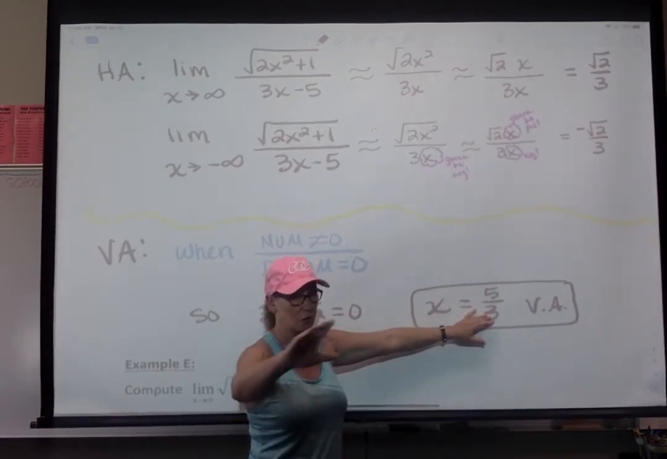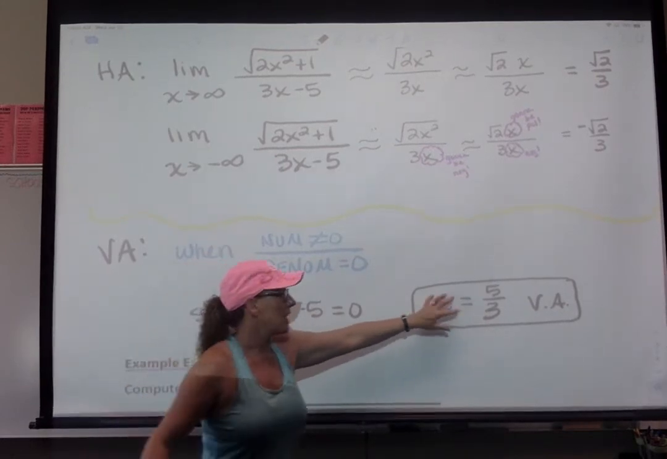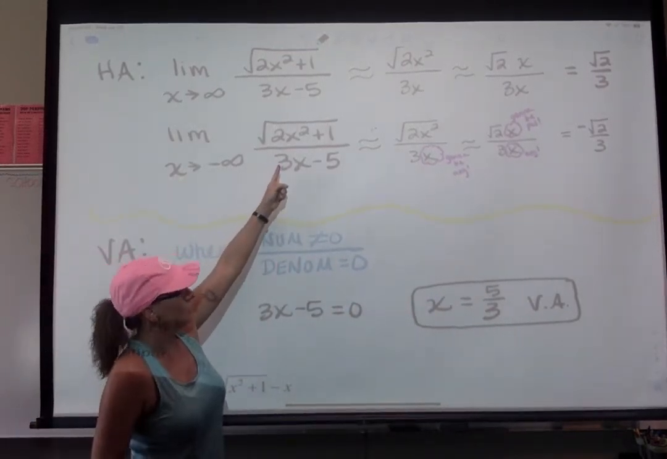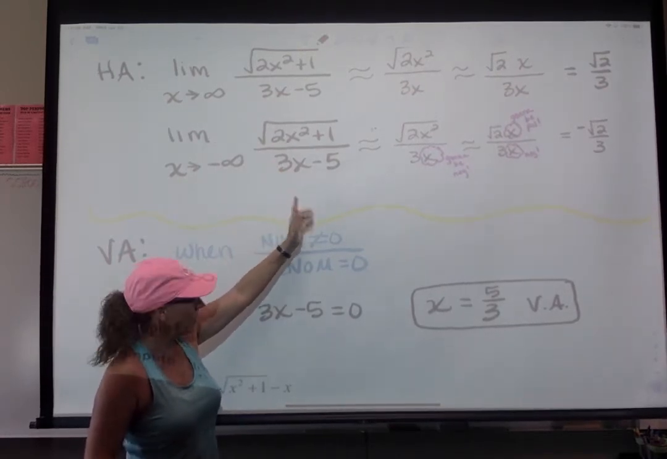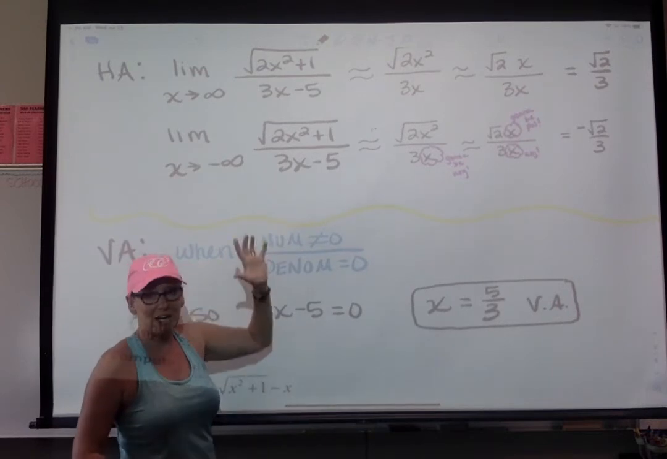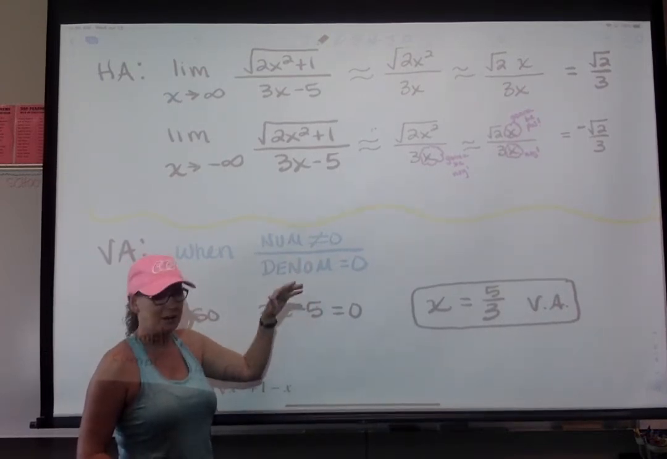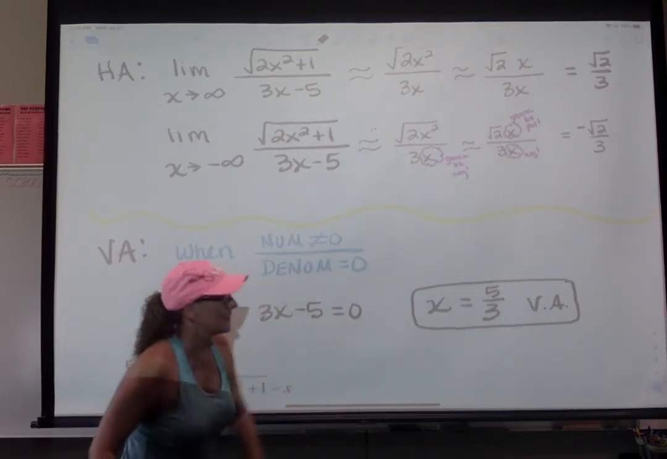Now hold on, quick check, mental math here. If I plugged in 5/3 to my numerator, would I get 0? Just double checking, making sure that's not a hole. If I plug in 5/3 to my numerator, would I get 0? No. What would I get? I don't know. I don't care. Wouldn't get 0. So yes, confirmed that is a vertical asymptote.